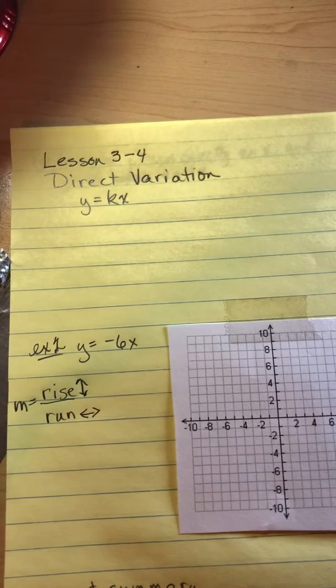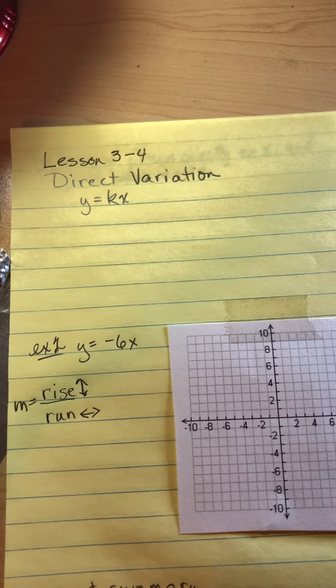Y equals kx. Now, a couple things you need to know. Y equals kx is a formula. K is the constant of the variation or the constant of the proportionality. That comes back in 3-6 when we talk about proportional relationships.